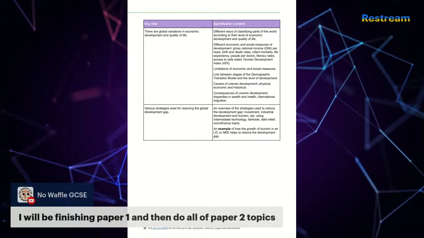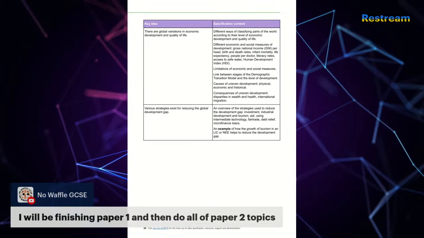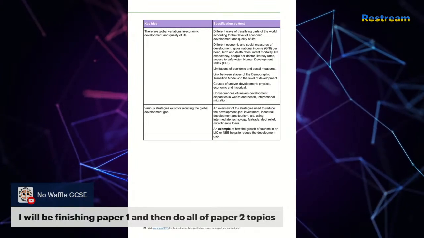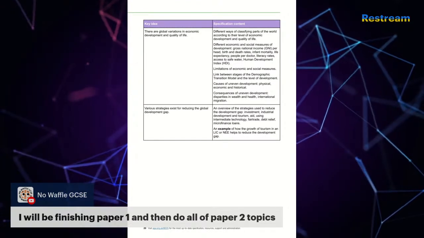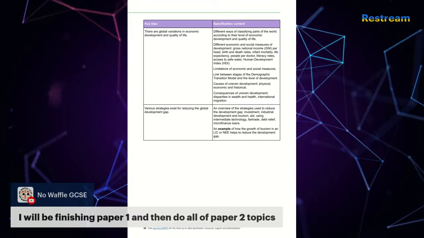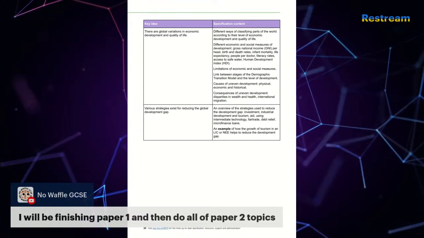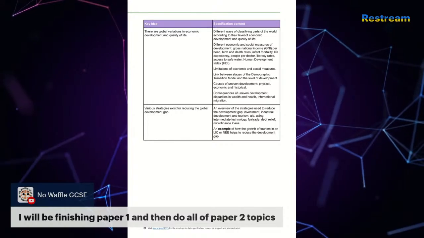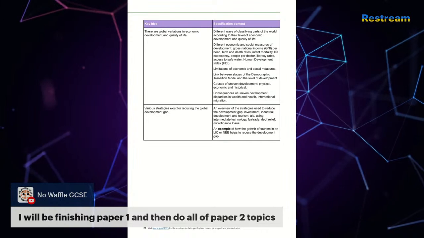It begins by talking about the global variations in economic development and quality of life. So we will look at different ways of classifying parts of the world. How do we measure development, basically? The limitations of different types of measures, and the DTM, the demographic transition model. So there's a bit more content in this topic, so let me get this ready for you.